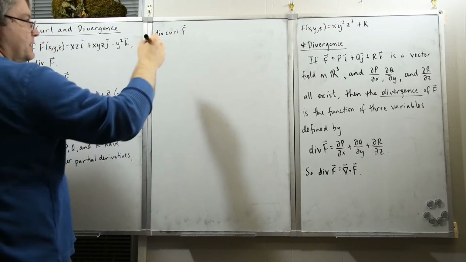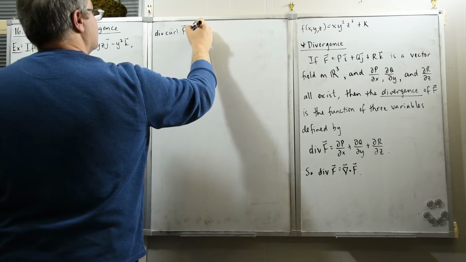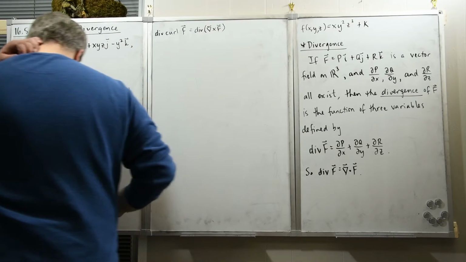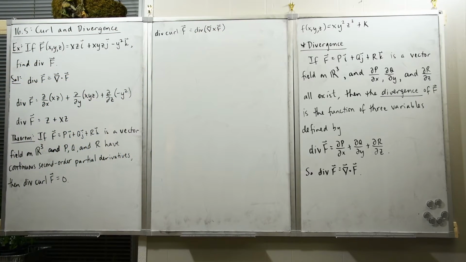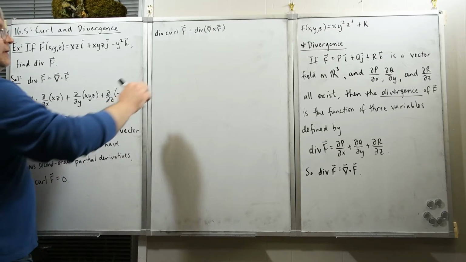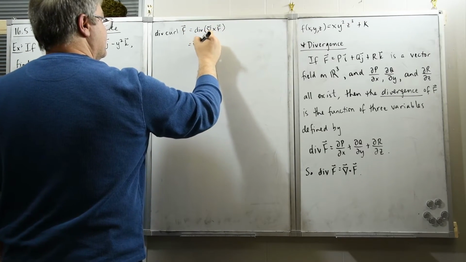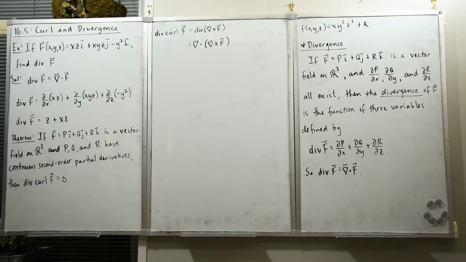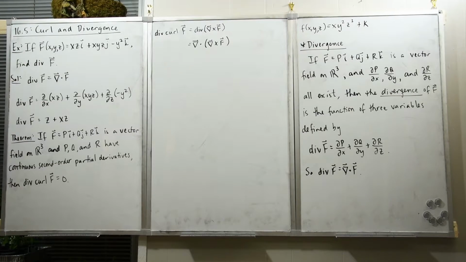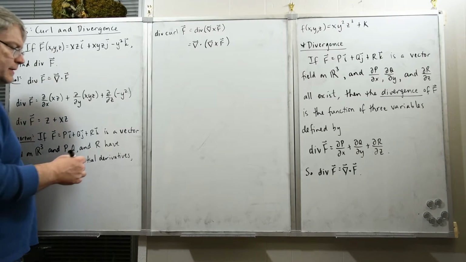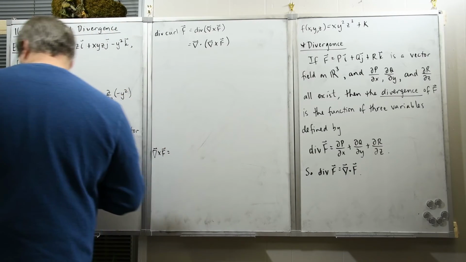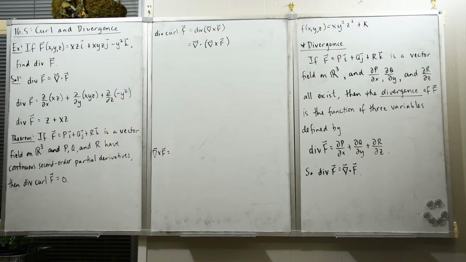Well, remember the curl of F is del cross F. And what we've been saying is that, for example, the divergence of F is del dot F. So I guess the divergence of del cross F would be del dotted with del cross F. What we know is what del cross F looks like. That's your curl of F.